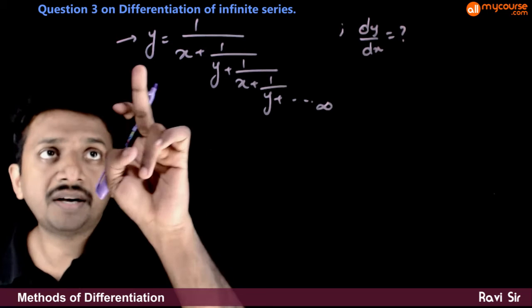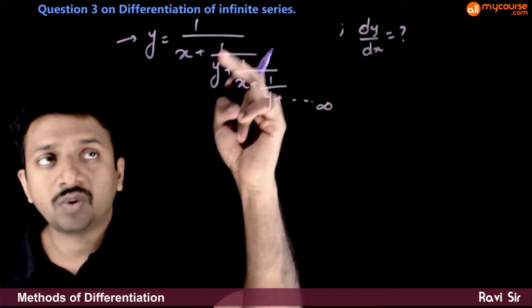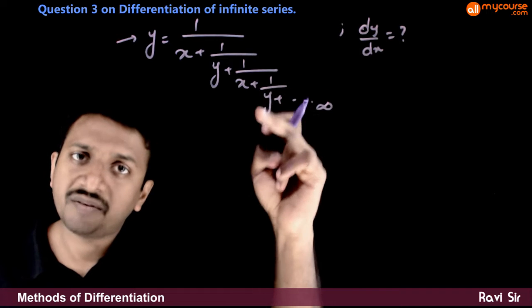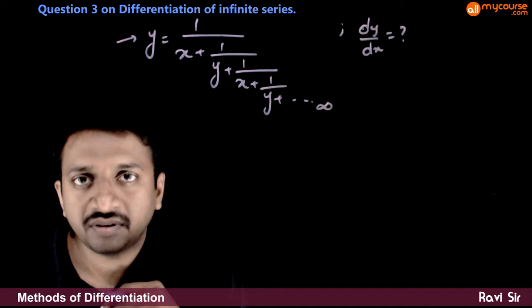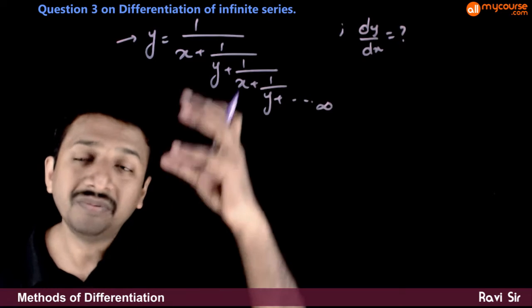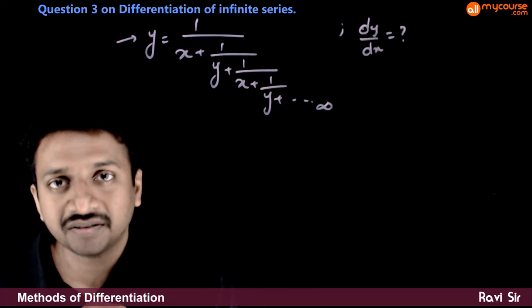In this question, you're given that y is equal to 1 by x plus 1 by y plus 1 by x plus 1 by y plus, and so on up to infinity. This is also an infinite sequence. So first, let us try to simplify this infinite series.